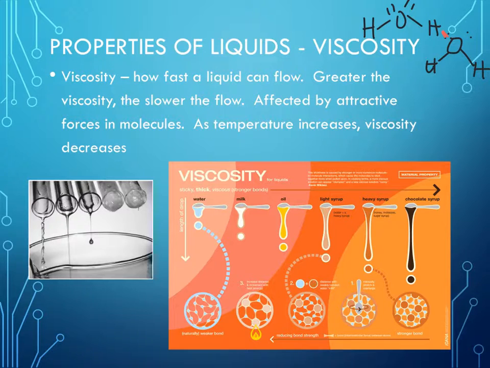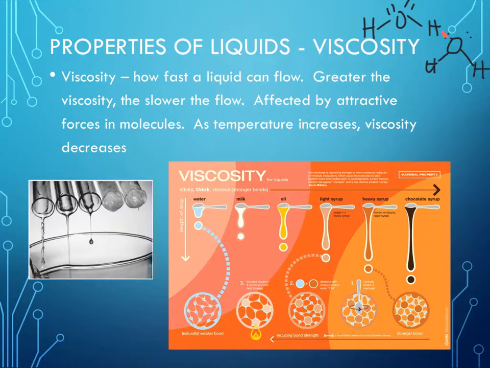So one of the properties that is specific to water and other liquids is viscosity, and viscosity is how fast a liquid can flow. Some liquids will flow very slowly, like molasses or motor oil, and some liquids will flow very quickly, like water. And the graphic that you see here on the left is 5 different substances with a very quick flowing liquid, and that would be a low viscosity, up through a very slow flowing liquid, which would be a high viscosity.